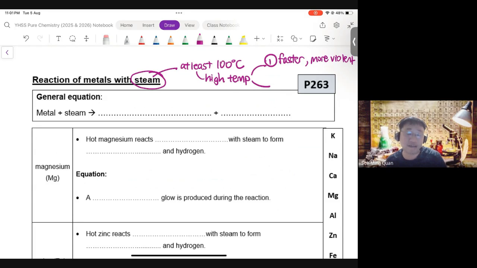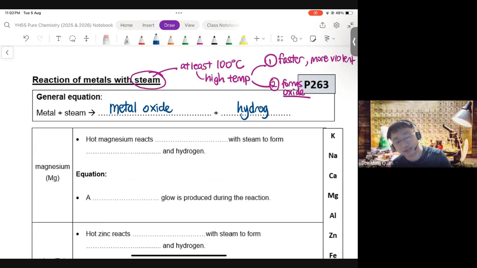The second impact of the higher temperature is it forms the oxide. It forms the oxide, not the hydroxide. So metal plus steam forms the metal oxide plus hydrogen gas. Okay, so the key word here is oxide. It's very important to take note of this.